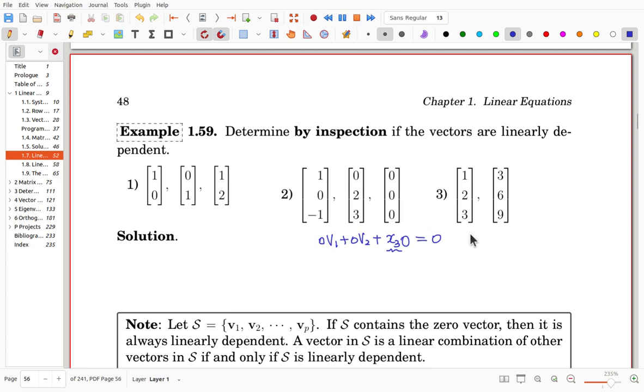Okay, for this last one, v2 is apparently 3 times v1, so this set is linearly dependent, right?